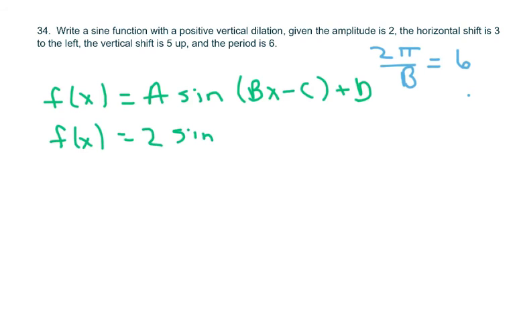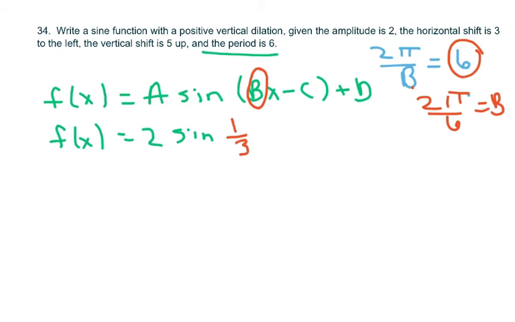My b, they give me the period. Remember this formula. Your period is 2 pi over b. All right? We want to find the b. They give the period as 6, so when you cross multiply, you're going to get 2 pi over 6 equals b. So my b is going to be 1/3 pi.